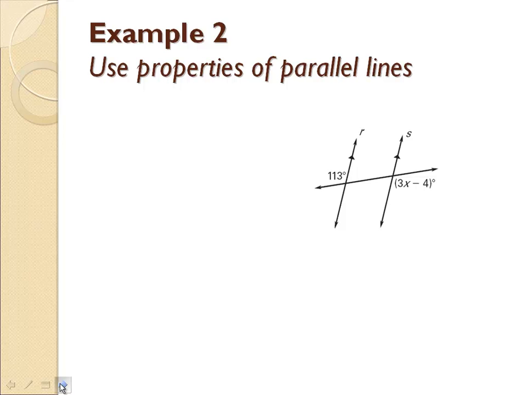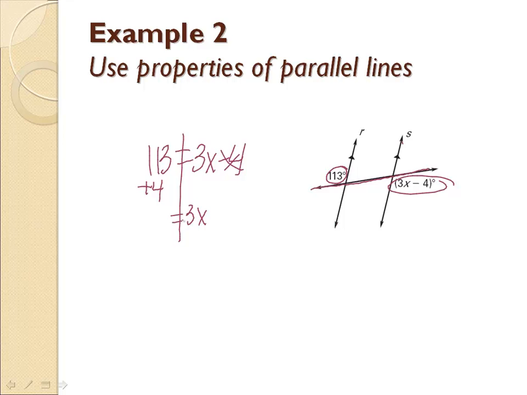Okay, example 2, use properties of parallel lines. So because these two lines are parallel and they're cut by a transversal, these two are alternate exterior angles, so we know that they are congruent. So I can say 113 equals 3x minus 4. Here's my middle. I'll move the 4 over here. So I have 3x equals 117. Divide them both by 3, and x equals 39.